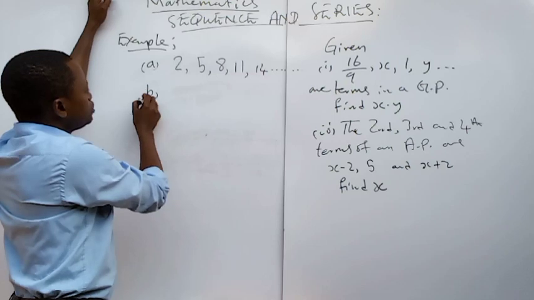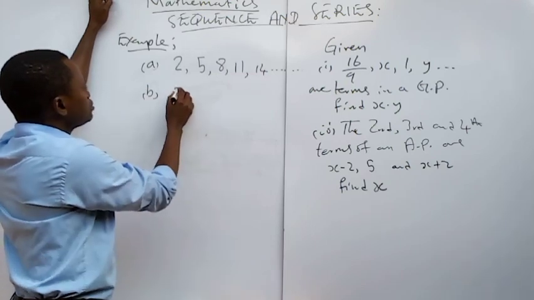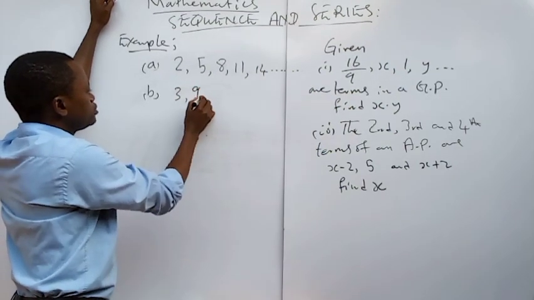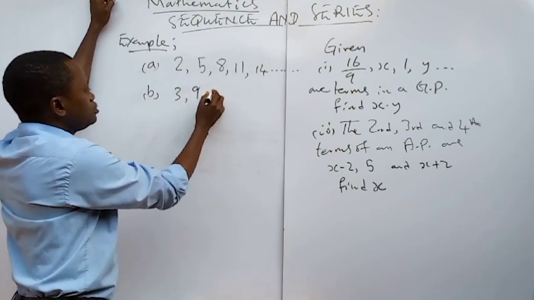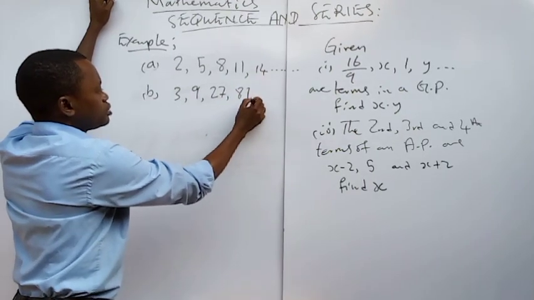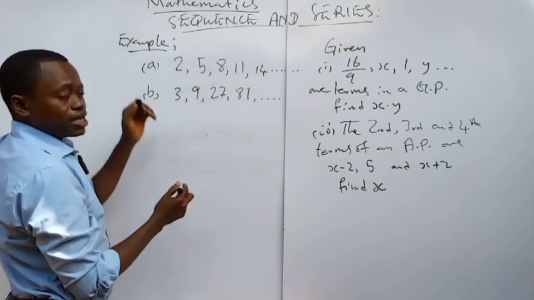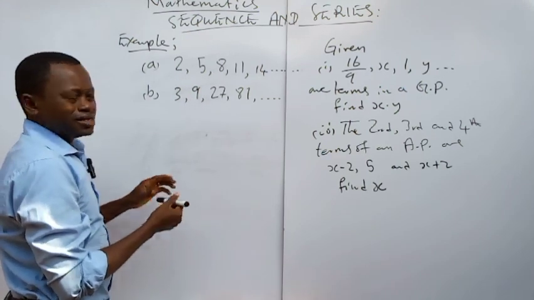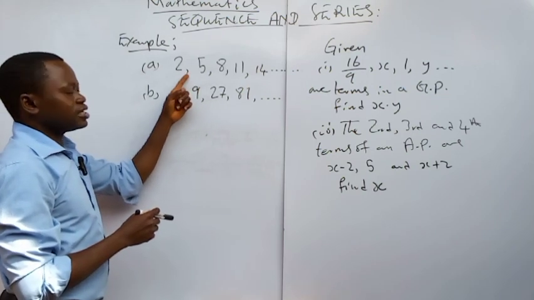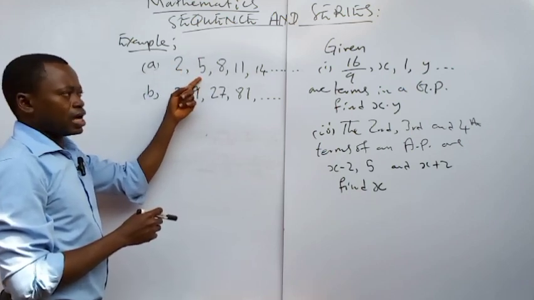What about B? What if I have something like 3 here, and the next you observe is 9, and the next is 27, and the next is 81, and it continues in that order. If you check this and this, you realize that they are not the same in pattern. This first one is going by addition. When you add 3 here, you get this. Add 3 again, you get this.